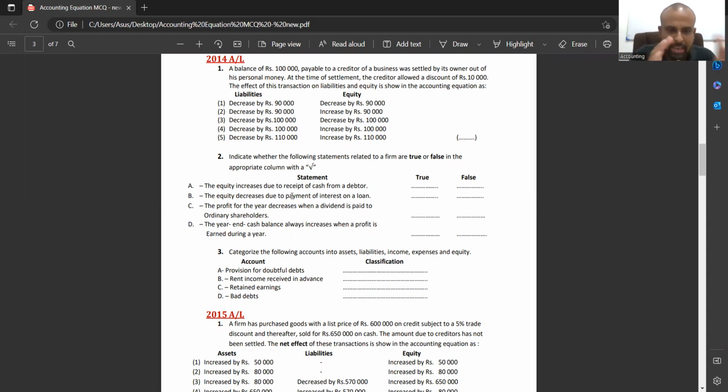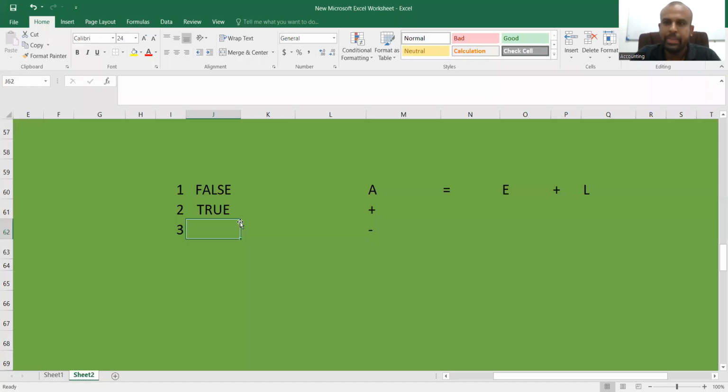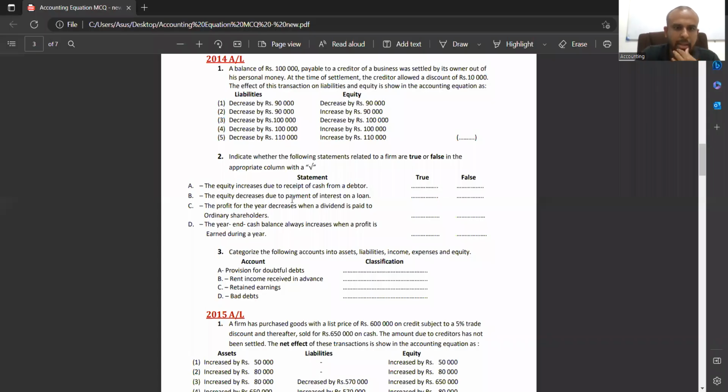මෙතන ඒක ඒ විදිහටම අහලා තියෙනවා. Profit for the year decreases when dividend is paid. No, dividend pay කරා කියලා ඕන ගෙදර අරන් ගියා කියලා ඒක expense එකක් නෙමෙයි. ඒක drawings. Due to the drawings, it has no impact on profit. False. Fourth one. Year-end cash balance always increases. No.